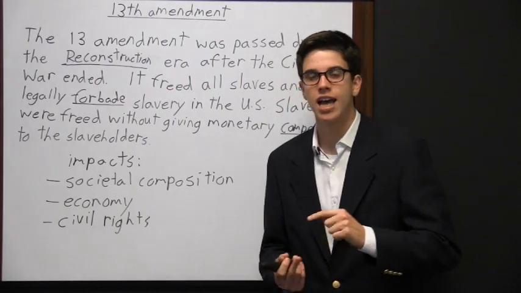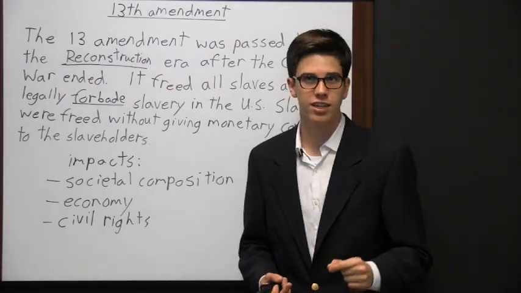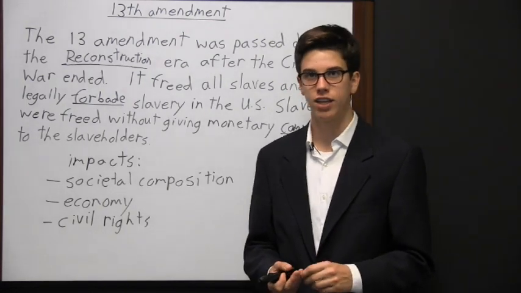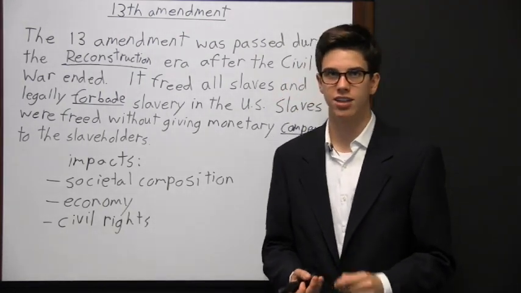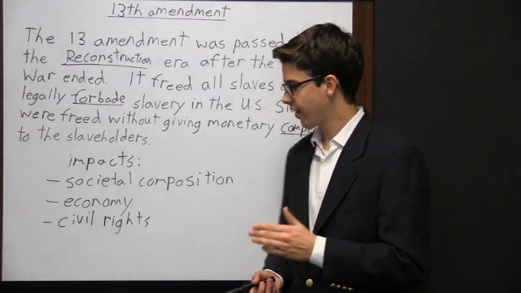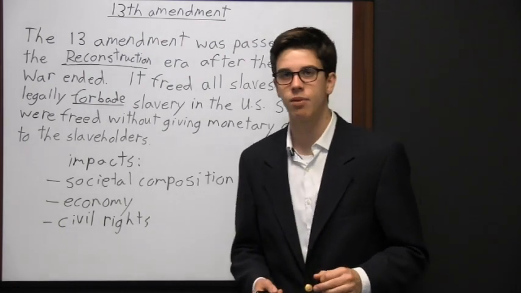Now, to give you a full context of the 13th Amendment, it has two sections, and so Section 1 says, "Neither slavery nor involuntary servitude, except as a punishment for crime, where the party shall have been duly convicted, shall exist within the United States, or any place subject to their jurisdiction." So this was saying, like I said earlier, that slavery can never exist again.